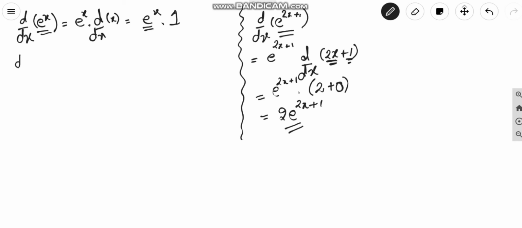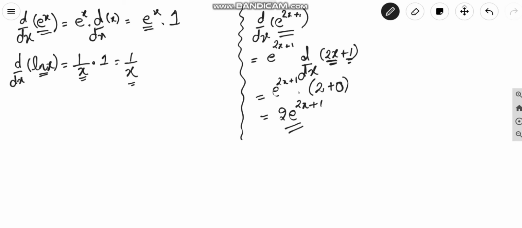Now the next one is that if we want to find out the derivative of the natural logarithm of x, then its derivative will be 1 by x, and the further derivative of x with respect to x is 1. So the derivative of the natural log is 1 by the variable involved.